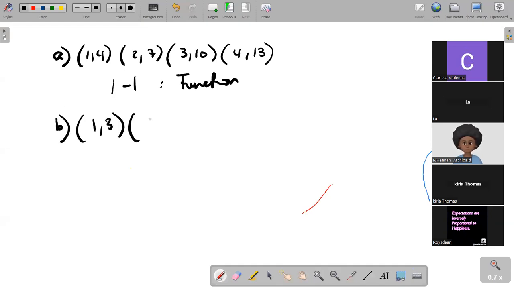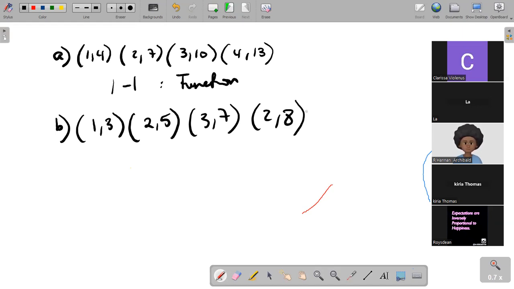Number 2, there we go. 1, 3, 2, 5, 3, 7, 2, 8. What type of relation is this? Pay attention, look at it. Look at if it is one number going to different numbers or different numbers going to one number. That is what's going to help you.